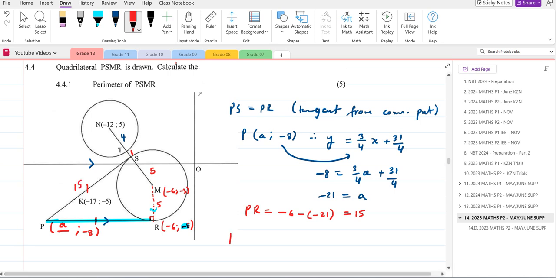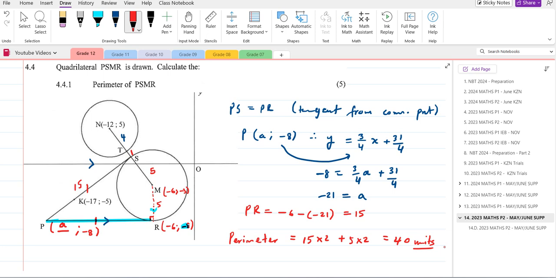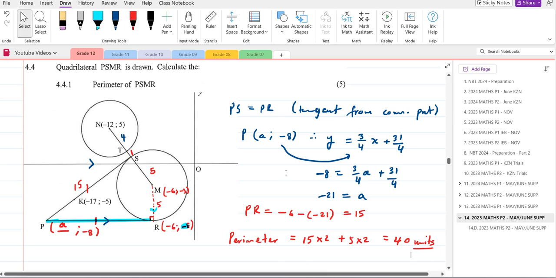Right, so what's the perimeter? Perimeter is equal to 15 plus 15. 15 times 2 plus 5 times 2. So that's going to give me 10 and 30, that's 40 units. Right, so I hope you guys understood that. Right, so that's 40 units. Next question.